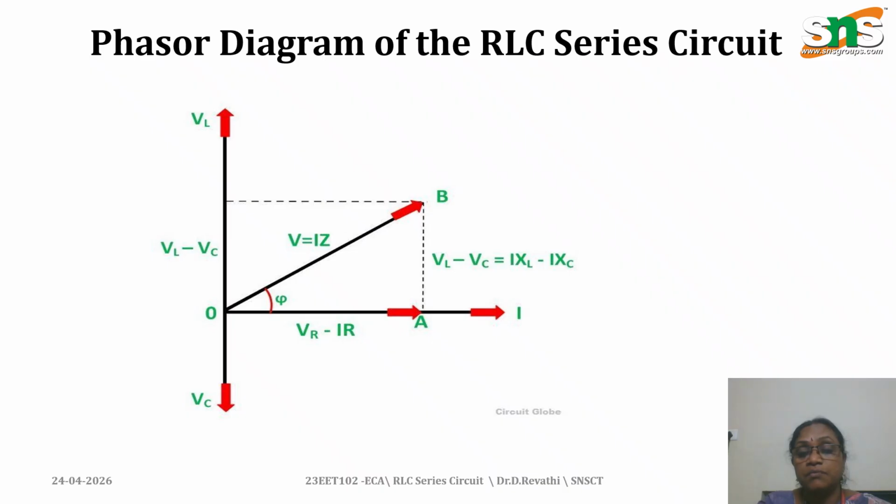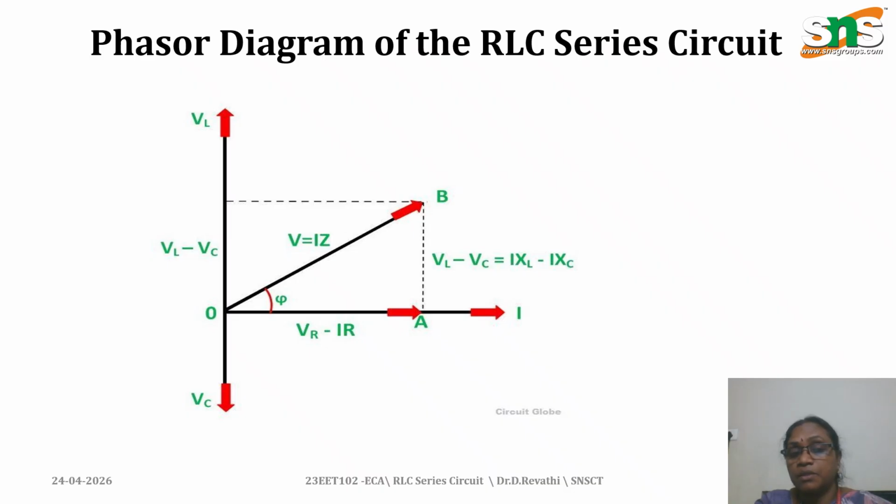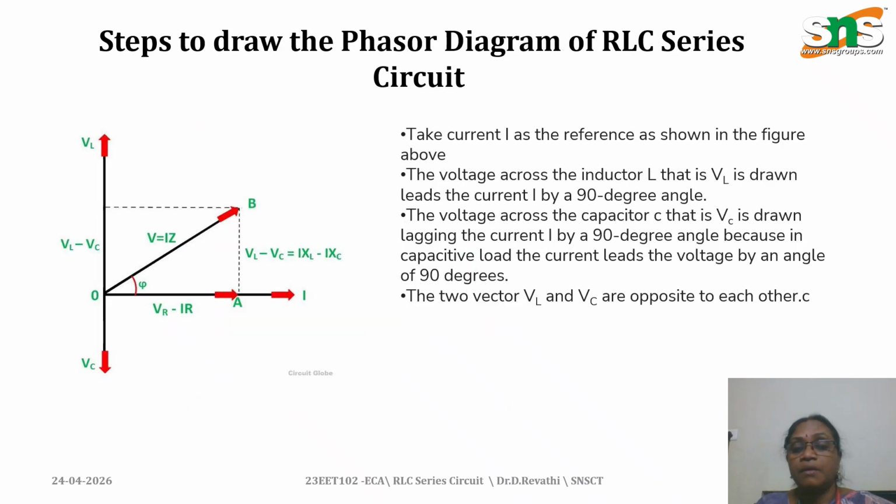First we consider the resistance. The voltage is in phase with the current, so VR is equal to IR. VL is leading and VC is lagging, so we draw VL upward, and then VL minus VC. Adding these values, OAB gives VL minus VC, that is IXL minus IXC. These are the steps I mentioned in the diagram.